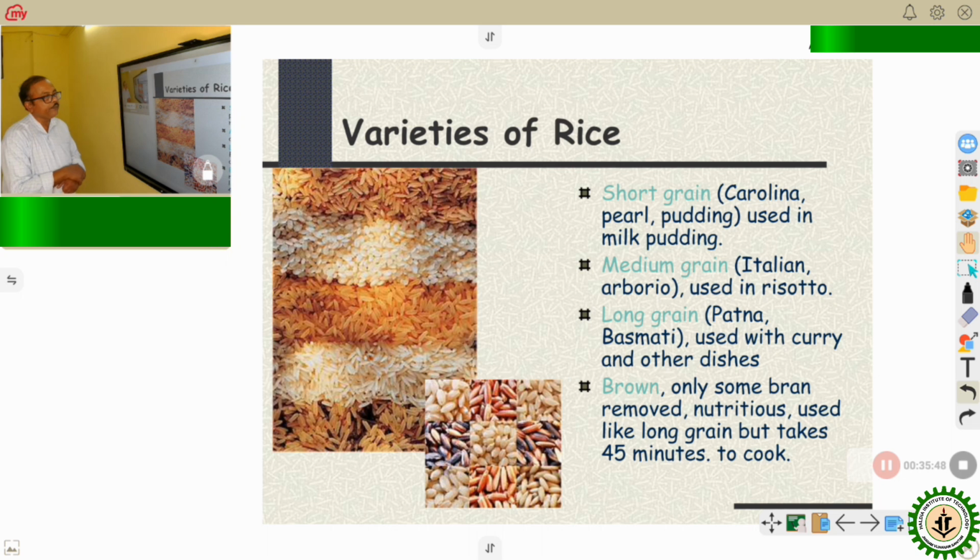Short grain variety of rice: Carolina pearl, pudding rice used in milk pudding. Medium grain: Italian Arborio used in risotto. Long grain: Patna, Basmati, etc. Those varieties are very popular in India, used with curry and other dishes. Brown rice, only some bran removed, nutritious, used like long grain but takes 45 minutes to cook.